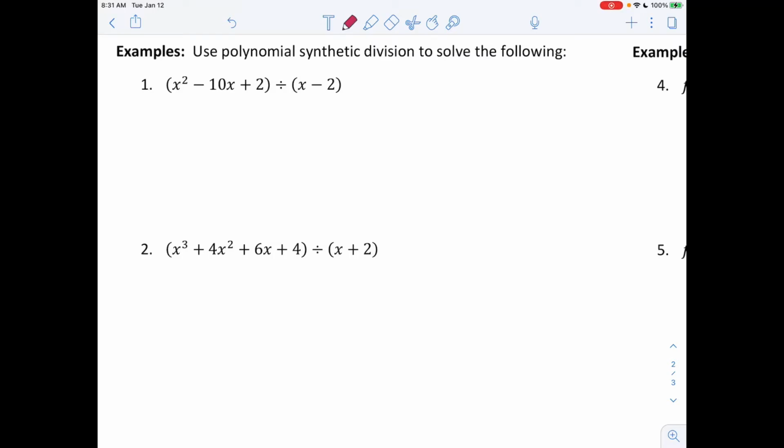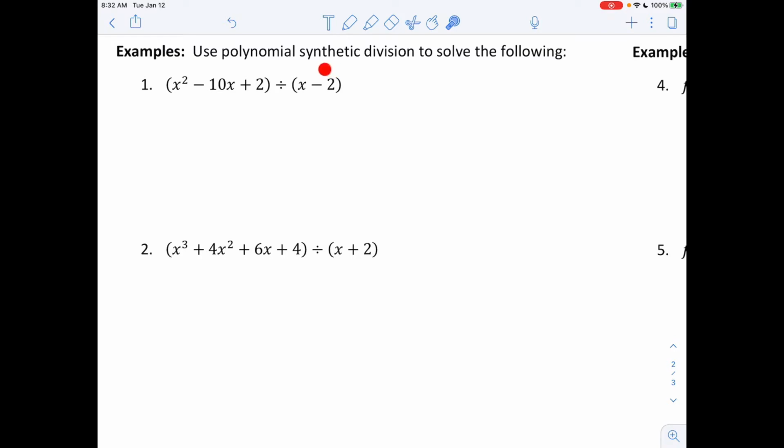Let's go ahead and look at some examples so that all of this information that I've kind of thrown at you will start to make sense. So the first thing that we want to do is double check that we are in standard form and that we aren't missing any of our exponents, going from our biggest one, in this case 2, down to 1 to 0, so we're good there.